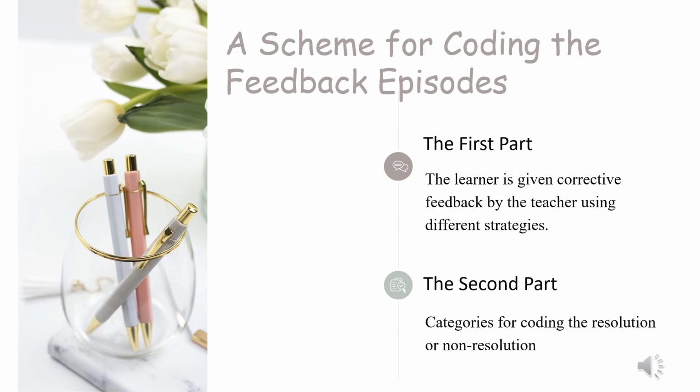For coding the feedback episodes, a scheme has been developed. This was in two parts. The first part is that the learner is given corrective feedback by the teacher using different strategies. Examples of these strategies are indicating there is something wrong with a sentence and using a metalinguistic term to help locate an error. The second part consisted of categories for coding the resolution or non-resolution of an episode.